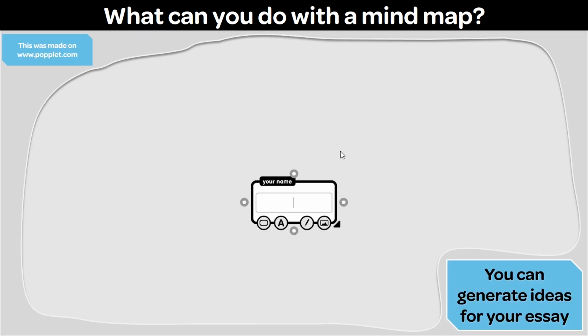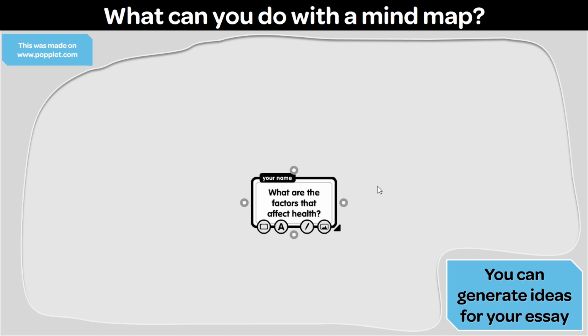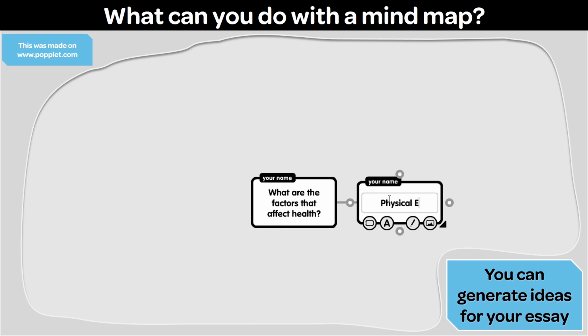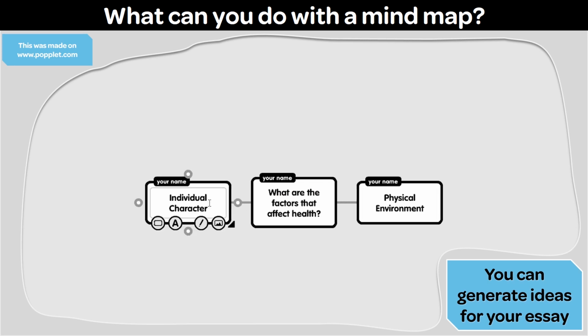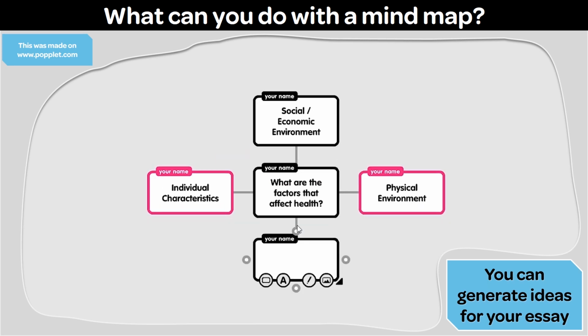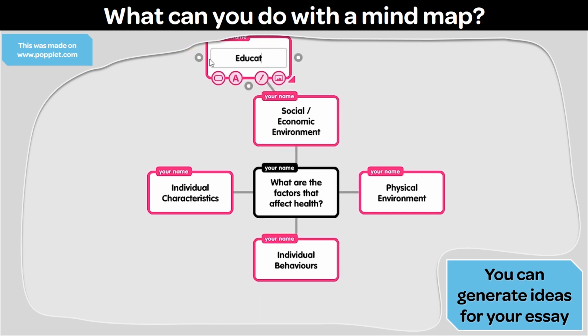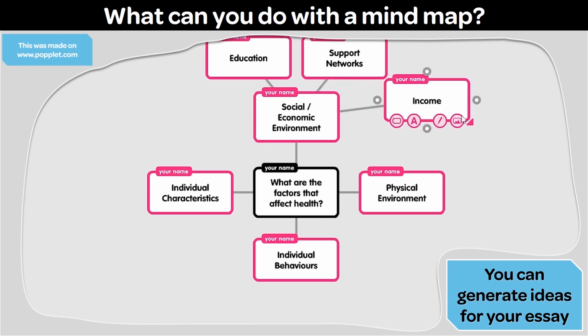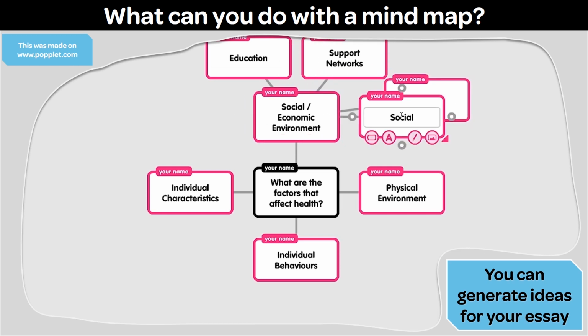One of the main uses in college for a mind map is to use it as a basis for your essay. So I would start in the middle with my essay title. What are the factors that affect health? Physical environment, individual characteristics, social, economic environment, individual behaviours, education, support networks, income, social status.